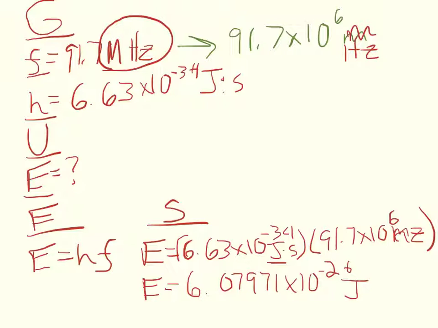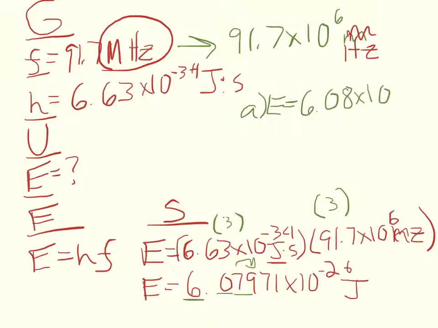What we have to do is go back and look at sig figs. So the numbers that we plugged in: 91.7 has 3 sig figs, 6.63 has 3 sig figs, so our answer can only have 3 sig figs. So we start counting from the back: 1, 2, 3. The 7 looks at the 9. The 9 is going to round it up. So our real answer for A is that the energy is equal to 6.08 times 10 to the negative 26th joules.